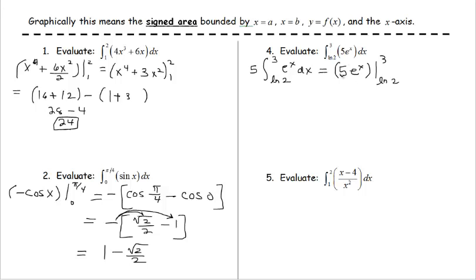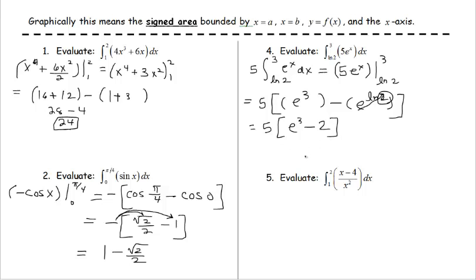All right, and I probably will pull the 5 out again, make it less complicated. So now we can just focus on evaluating e to the x. So we're going to have e to the 3 minus e raised to the ln 2. There's a little cleanup you can do. So that would be e cubed minus, those two undo each other, leaving 2. You can leave it factored out, or you can distribute the 5.